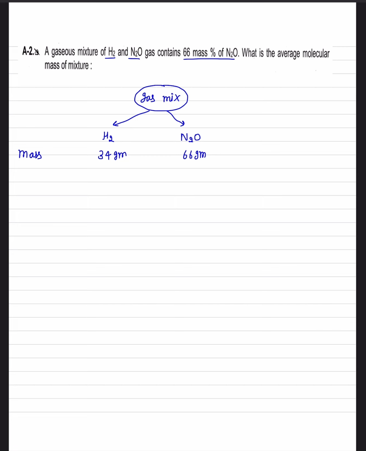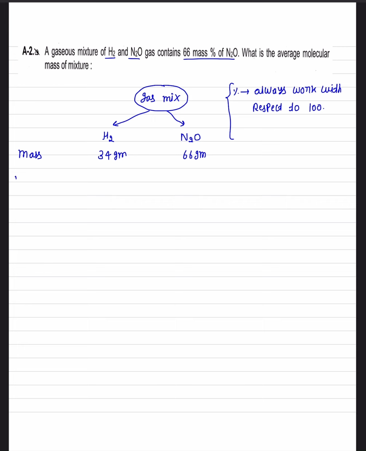Clear? Remember this thing how I am doing here. Whenever percent is given, always work with respect to 100. For example here mass percent is given, so assume total mass is 100 gram, and out of 100 gram 66 gram is N2O. So how much is left? 34 gram is left, that is H2.